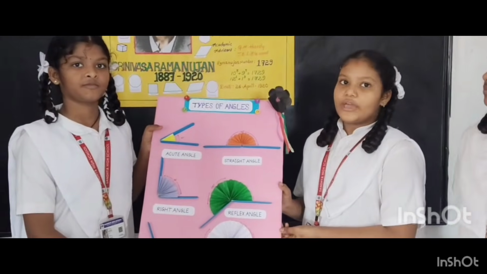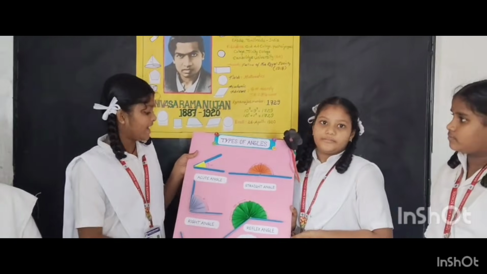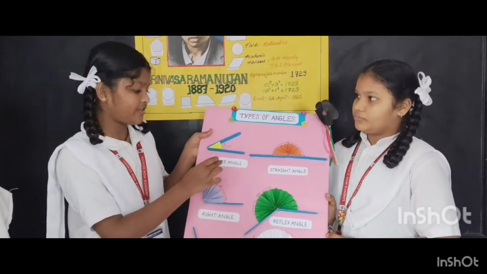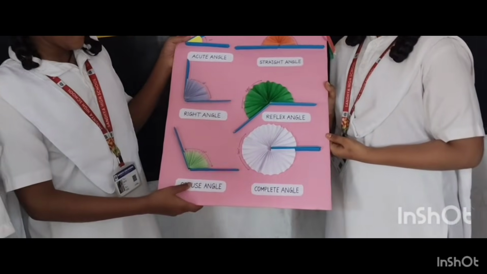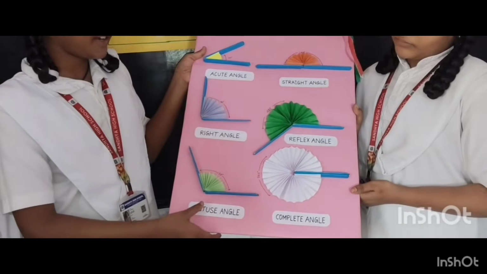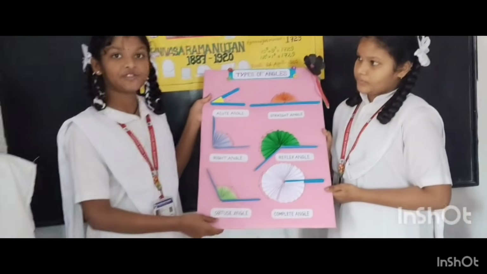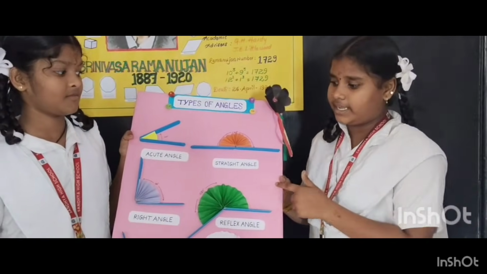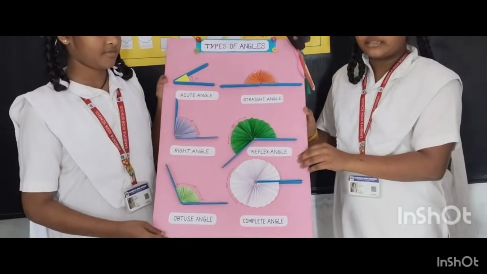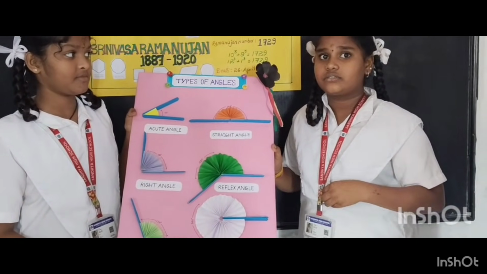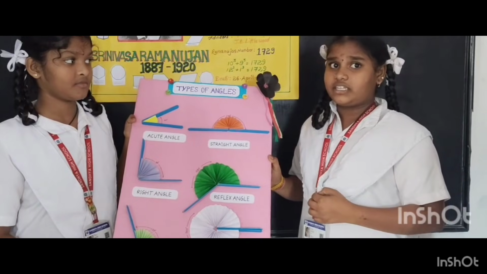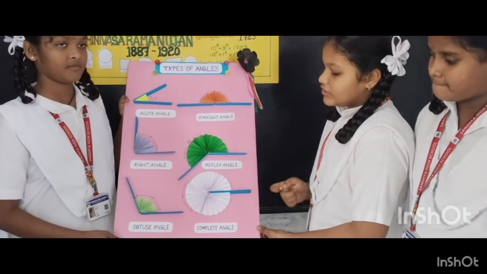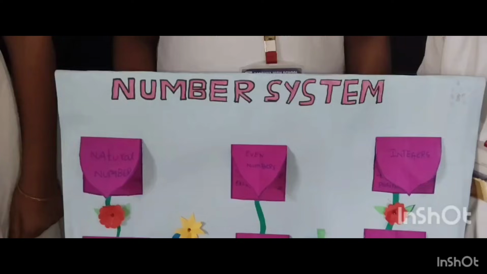Good afternoon to everyone. Today our topic is types of angle. Acute angle: an angle greater than 0 degrees and less than 90 degrees is called an acute angle. Obtuse angle: an angle greater than 90 degrees and less than 180 degrees is called an obtuse angle. Straight angle: an angle measuring 180 degrees is called a straight angle. Reflex angle: an angle greater than 180 degrees and less than 360 degrees is called a reflex angle. Complete angle: an angle measuring 360 degrees is called a complete angle.